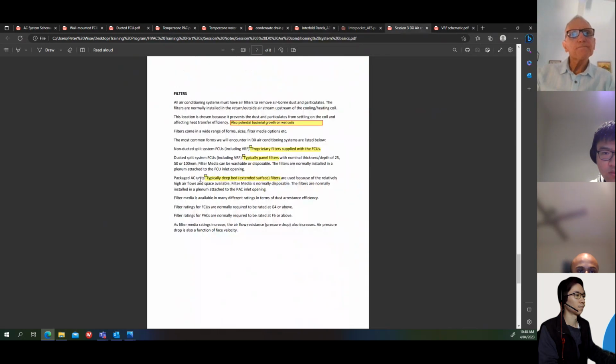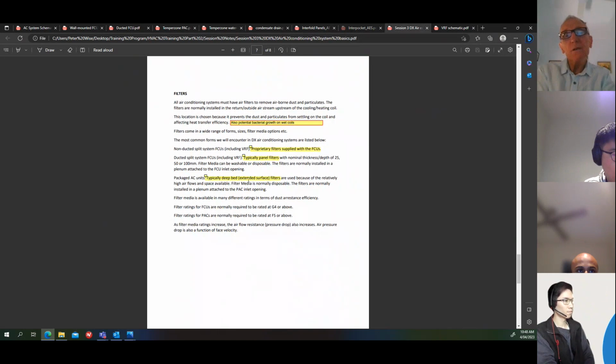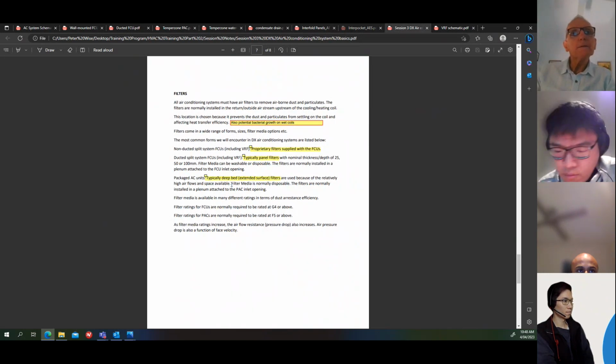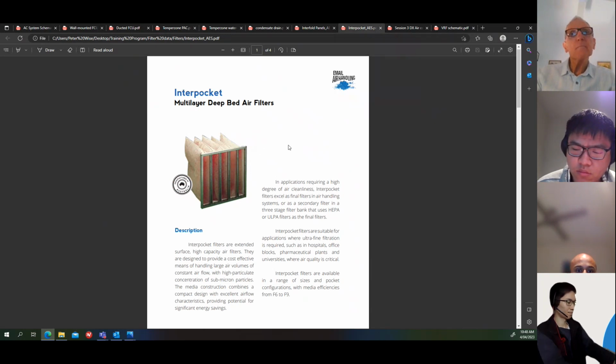In a packaged unit, because they're outside the building, there's a much higher airflow, so you typically use deep bed filters. There's more space available to fit the filters in. These take up obviously a lot more room, but you'll need a lot more filters because there'll be a lot more air flowing. The filter media is normally disposable, and they're installed in a plate attached to the package unit opening. So there's once again Email Air Handling, a typical sort of deep bed filter. And again, you've got all the data there.